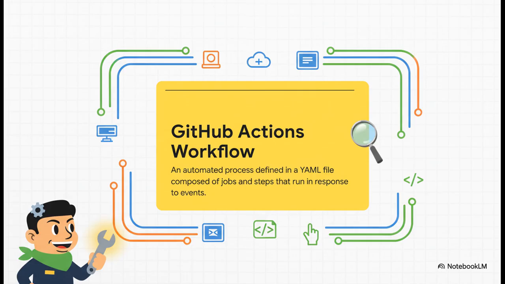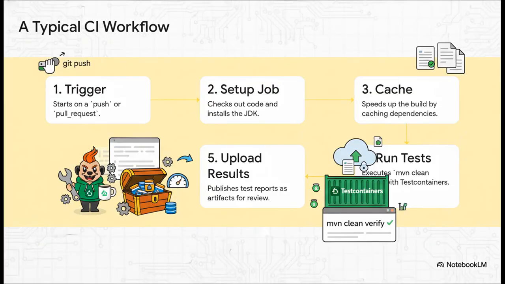A workflow is really just a recipe. It's a simple file you check into your code that tells GitHub what to do when something happens, like when you push new code. It's made up of jobs that run on virtual machines. And those jobs are made up of steps, which are just the individual commands you want to run. And a typical workflow for a project like ours would look something like this.